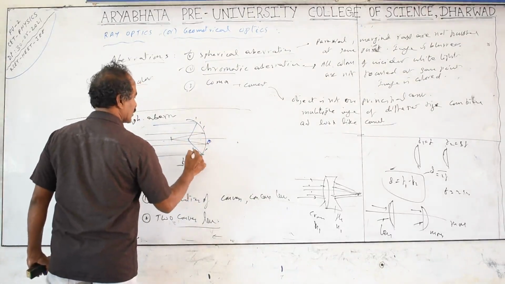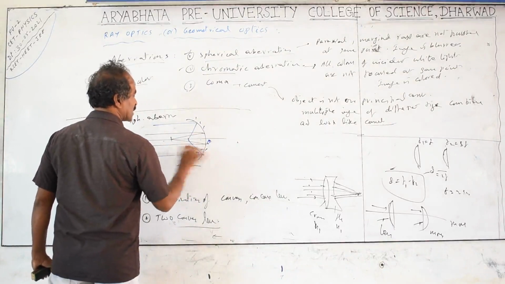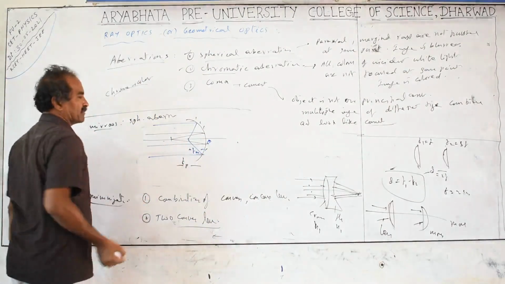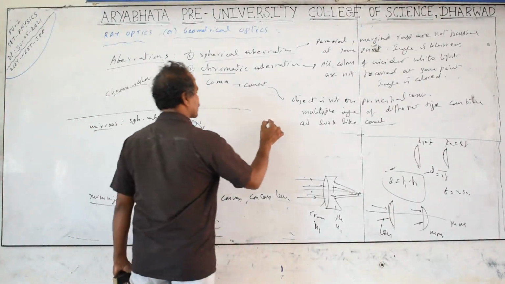This is the focal length of marginal rays. They are not focused in the same place, therefore automatically you will not have clear images. What about the convex mirror?